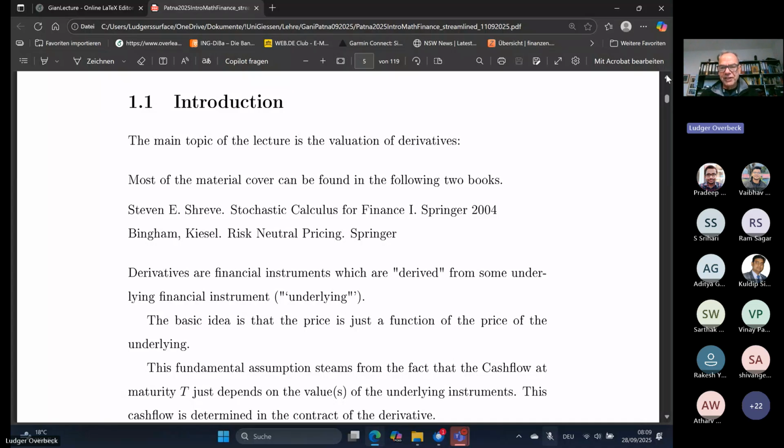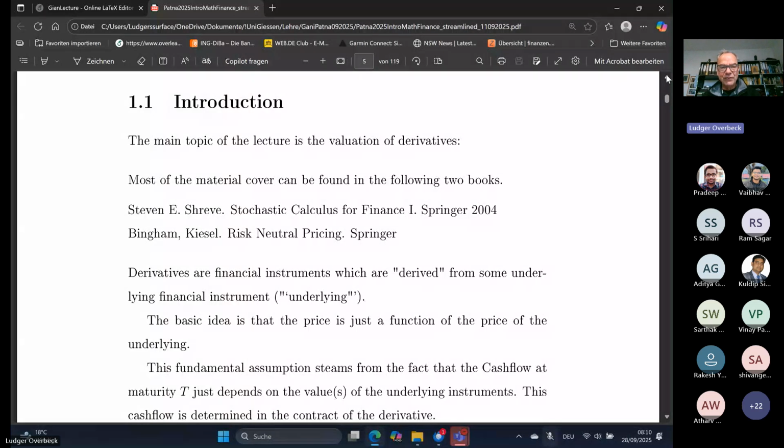So this lecture is based on two books, mainly two monographs. That's from Shreve, Stochastic Calculus for Finance. That's a book which really works, which we later will also do concretely on the binomial tree. And for the more theoretical part, it's a book by Bingham and Kiesel. It's called Risk Neutral Pricing.